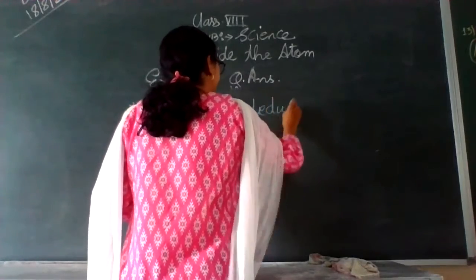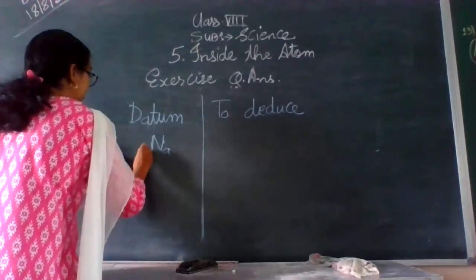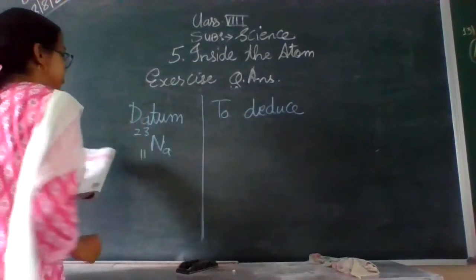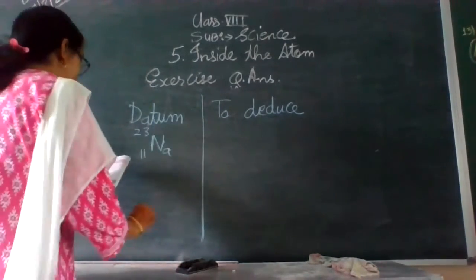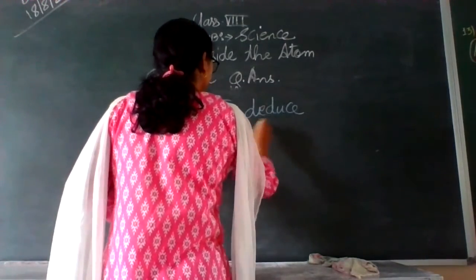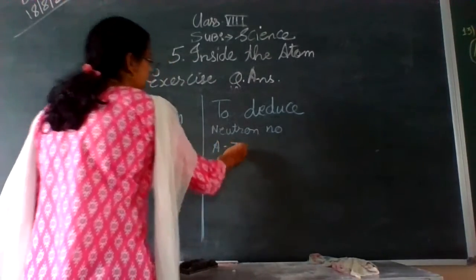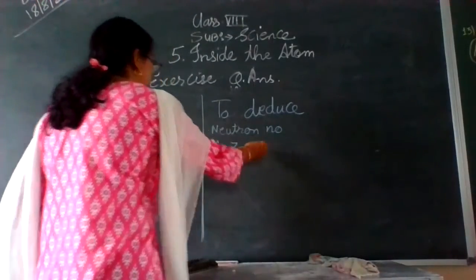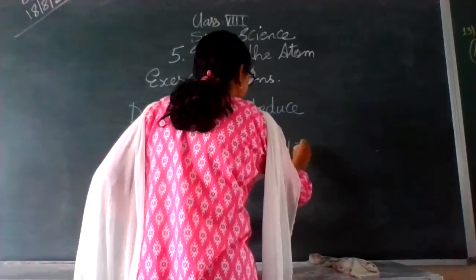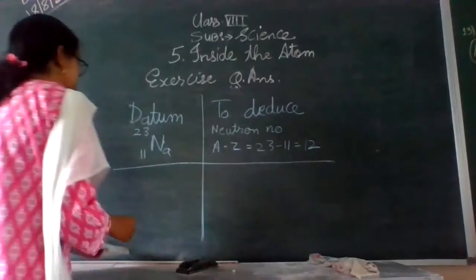To deduce, the datum given is sodium, having 11 as the atomic number and 23 as the atomic mass number. In this case, how much will the neutron number be? As you know, A minus Z, atomic mass number minus atomic number, will give you the number of neutrons. Therefore, 23 minus 11 is going to be 12. This is going to be your first answer.